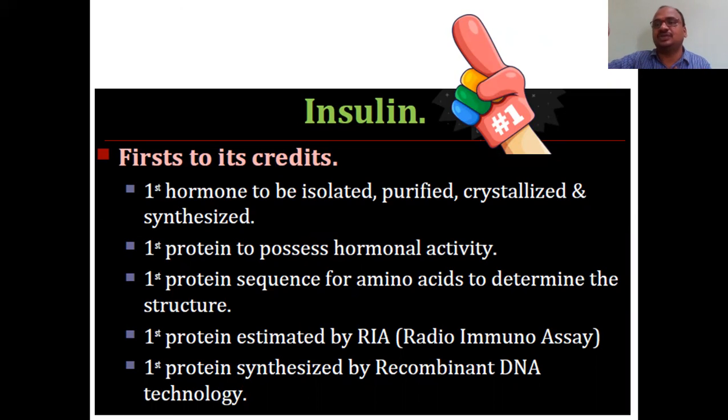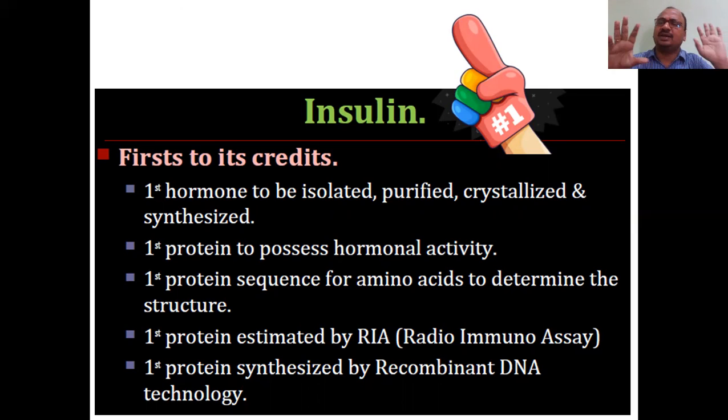Later, after insulin, there were a number of trials for isolation of the remaining hormones. First hormone which is isolated, first hormone which is purified in the lab. They isolated it from the body, purified it and first crystallized it. They made it into sugar-like structures, the way sugar looks like crystals. Like that, they made insulin into crystalline form, and synthesized it in the lab: the first hormone, first protein to possess hormonal activity.